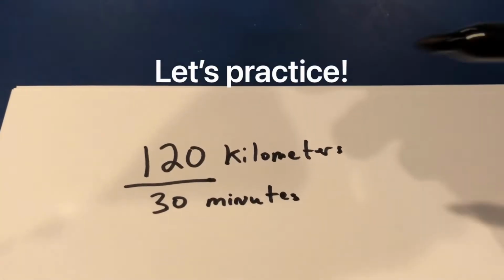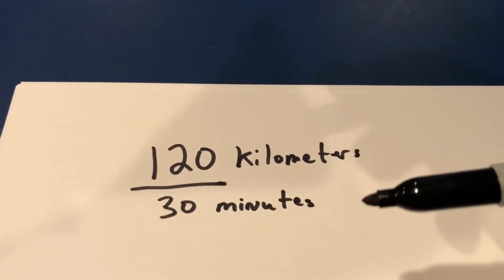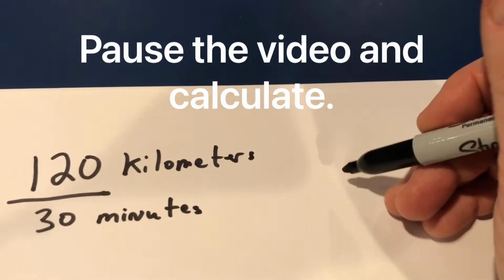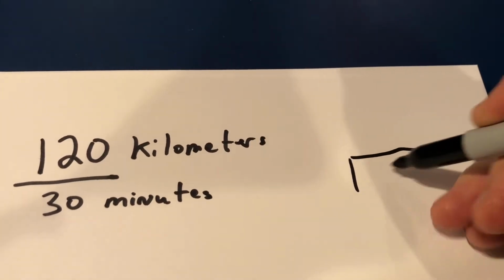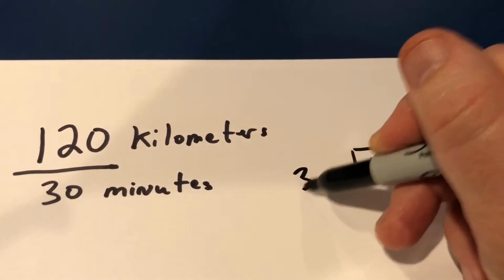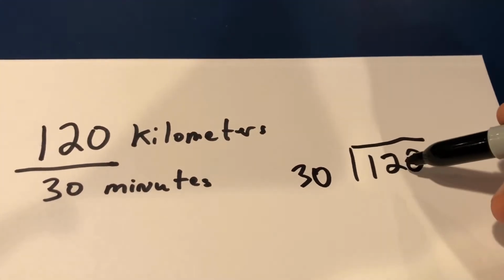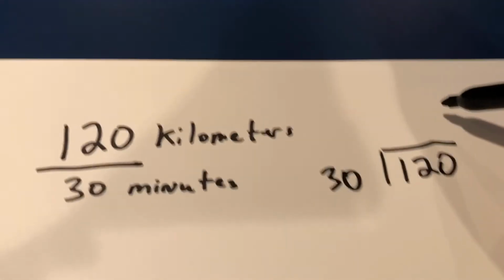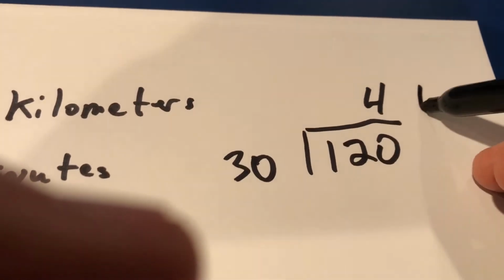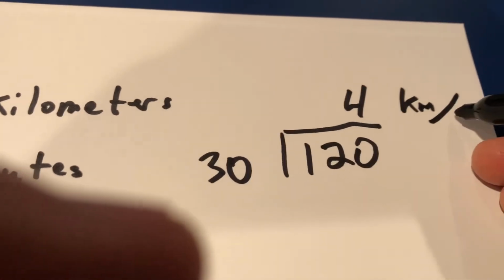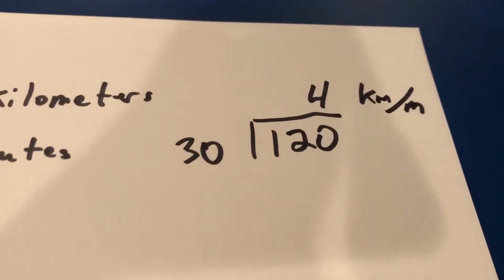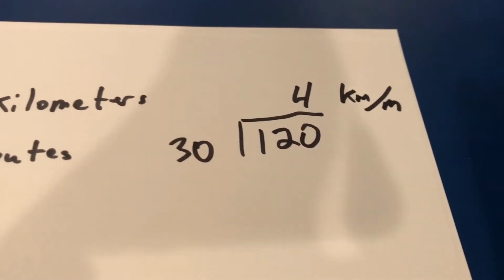Well, let's say I traveled 120 kilometers in 30 minutes. Well, I want to find the rate of speed. So I put 120 into the box and 30 on the outside of the box. 30 goes into 12, nope, goes into 120 4 times. So I was going 4 kilometers per minute. And that's the rate of speed. If I want to turn it into a velocity, I would mention that they were headed north.